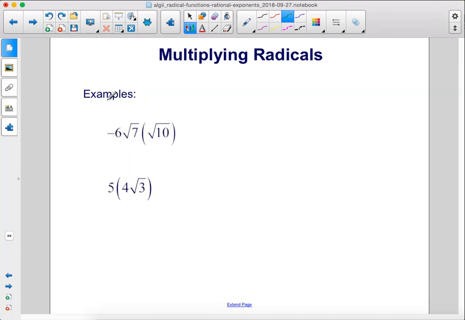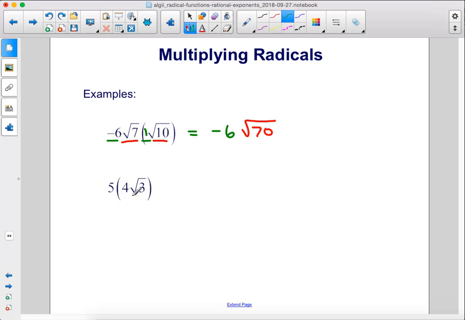Here are some examples. Negative 6 times the square root of 7 times the square root of 10. Alright, so the coefficient of square root of 10 is just 1. So if we multiply negative 6 times 1, we get negative 6. The square root of 7 times the square root of 10 gives us the square root of 70.